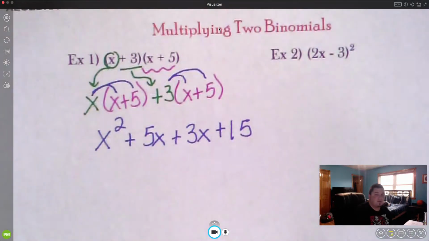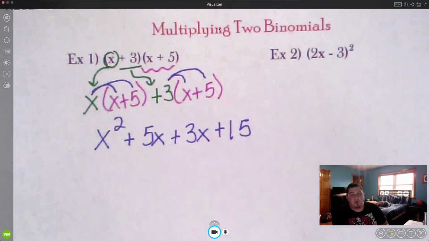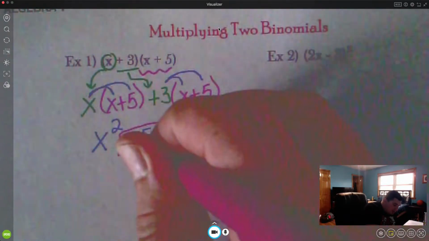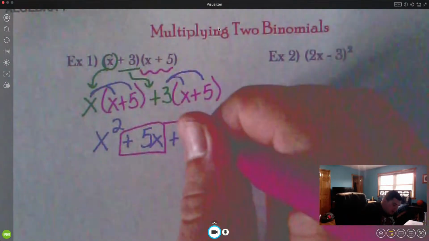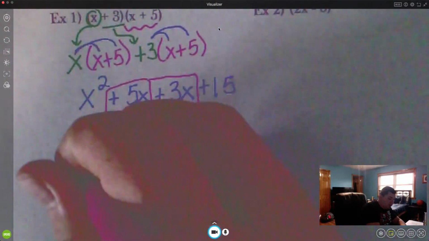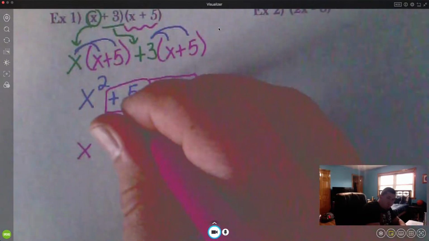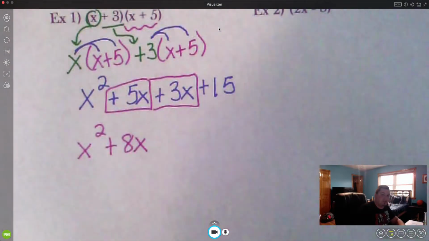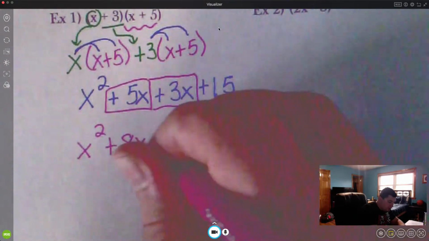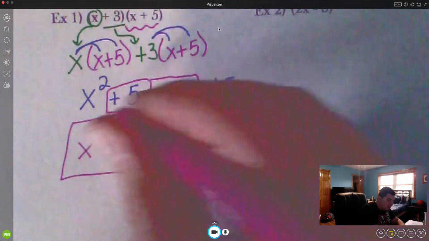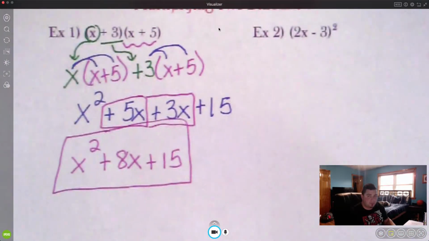From here, we're going to look for our like terms. If we can combine, we're always going to combine and simplify our answers. I have a positive 5x and a positive 3x, so I do have like terms. So my final answer would be x squared, 5 plus 3 is 8x. I'm adding at this point, so I'm not changing my exponent. And then we got the plus 15. We're in standard form. So that is how we multiply.